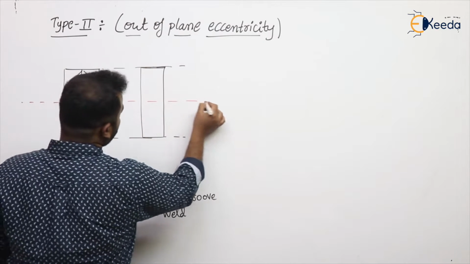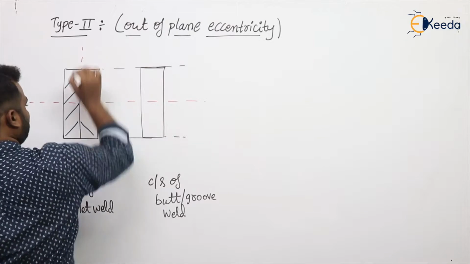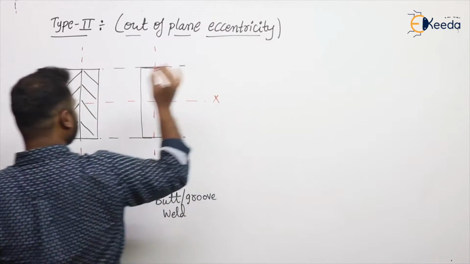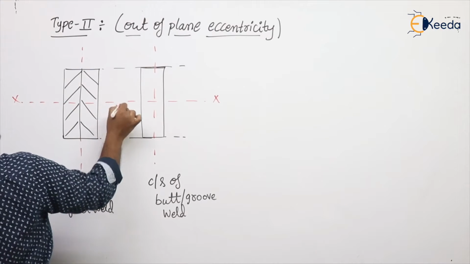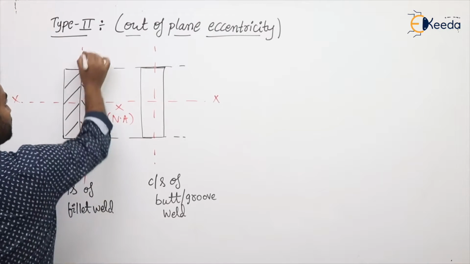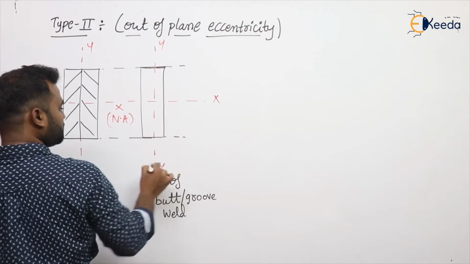Now let me show the axis. So this is XX. Basically, this is a neutral axis. And this is YY.